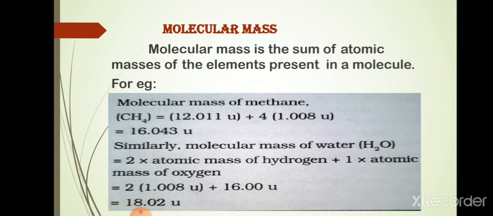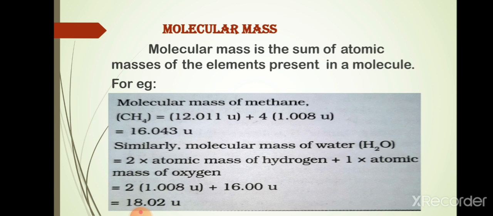Next is molecular mass. Like atoms, molecules are also very small. So the mass of a molecule cannot be weighed. Simply, the molecular mass is the sum of atomic masses of the elements present in a molecule. For example, molecular mass of CH4. By calculation, that is 12.011 atomic mass unit plus 4 into 1.008 atomic mass unit, that is equal to 16.043 atomic mass unit.